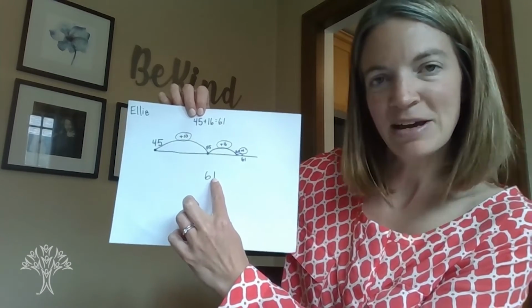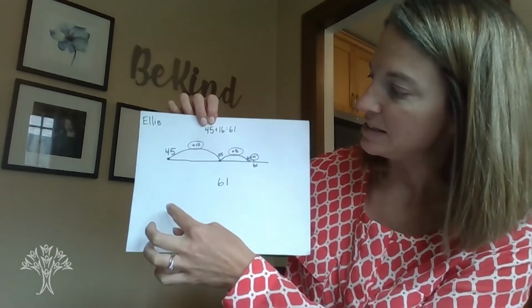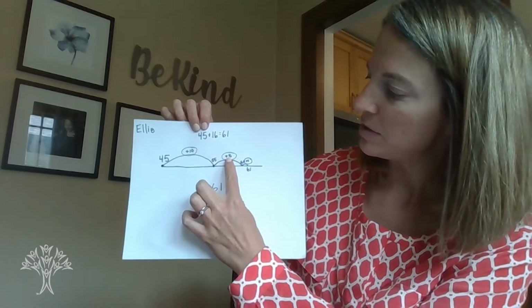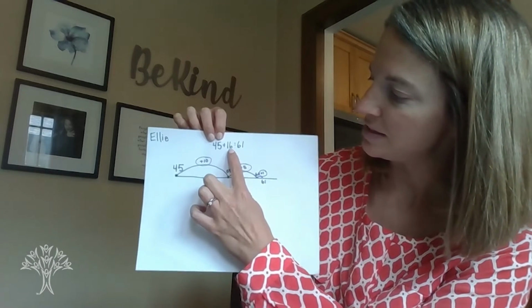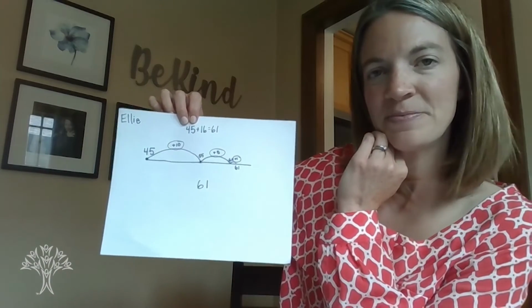So Ellie got the same answer as Cotton and Brown Bear, but took hops on an empty number line instead. So we had 10 plus 5 is 15, plus 1 more is 16. So 45 plus 16 is 61. Did you solve it just like Cotton or Ellie or Brown Bear? Maybe you did. Maybe you solved it another way. There are many different ways you could have solved that problem. So you do the way that works for you.